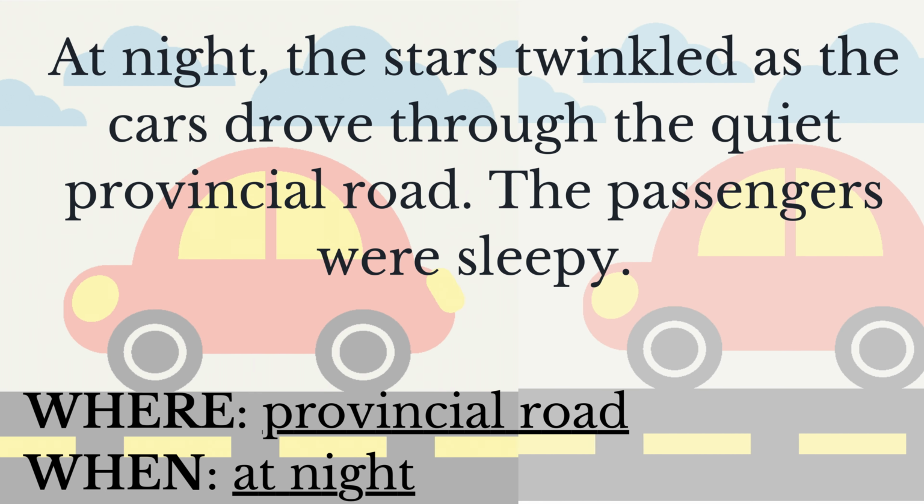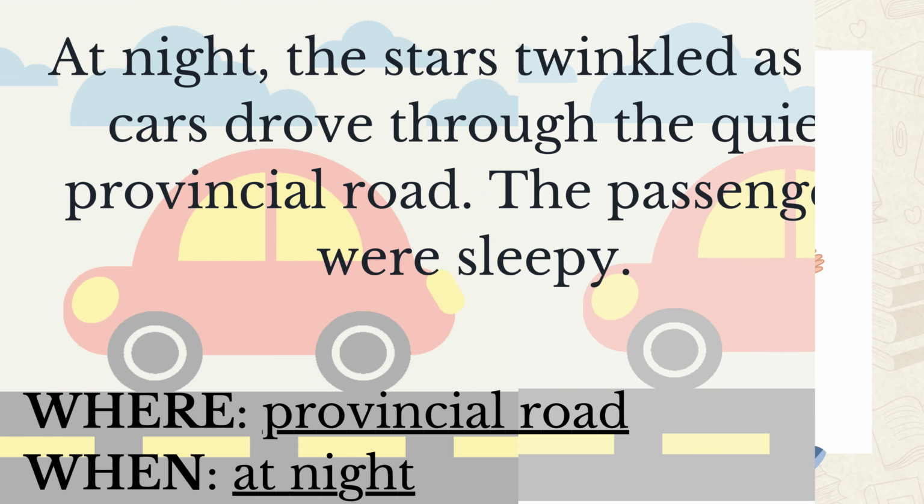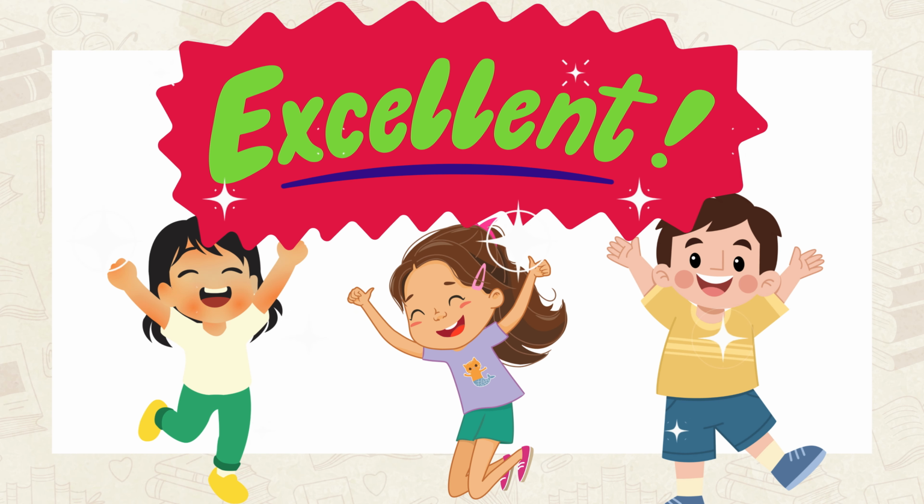Excellent. Did you notice the clues? The passage mentioned provincial road. That tells us a place. It also said at night and stars twinkled. That tells us the time. See how easy it is? Just look for the words that give you hints about the setting.